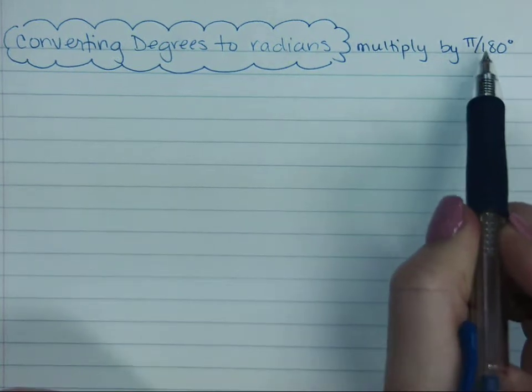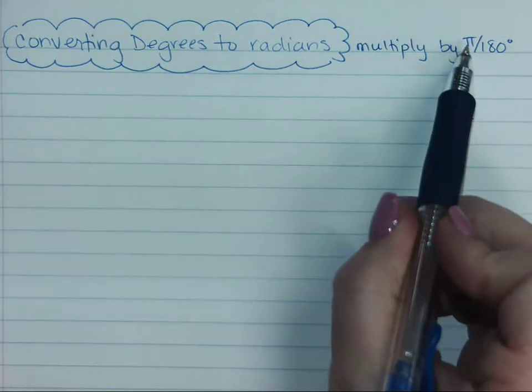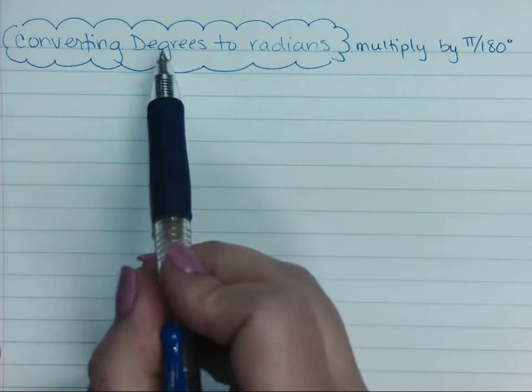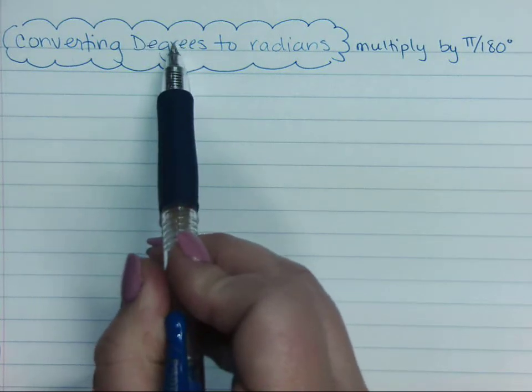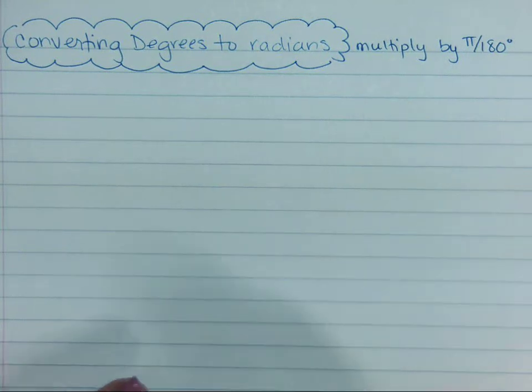Since pi and 180 degrees are in the same position on the unit circle, multiplying by pi over 180 takes the unit out of the numerator and cancels it with that unit in the denominator and does the conversion. All right?